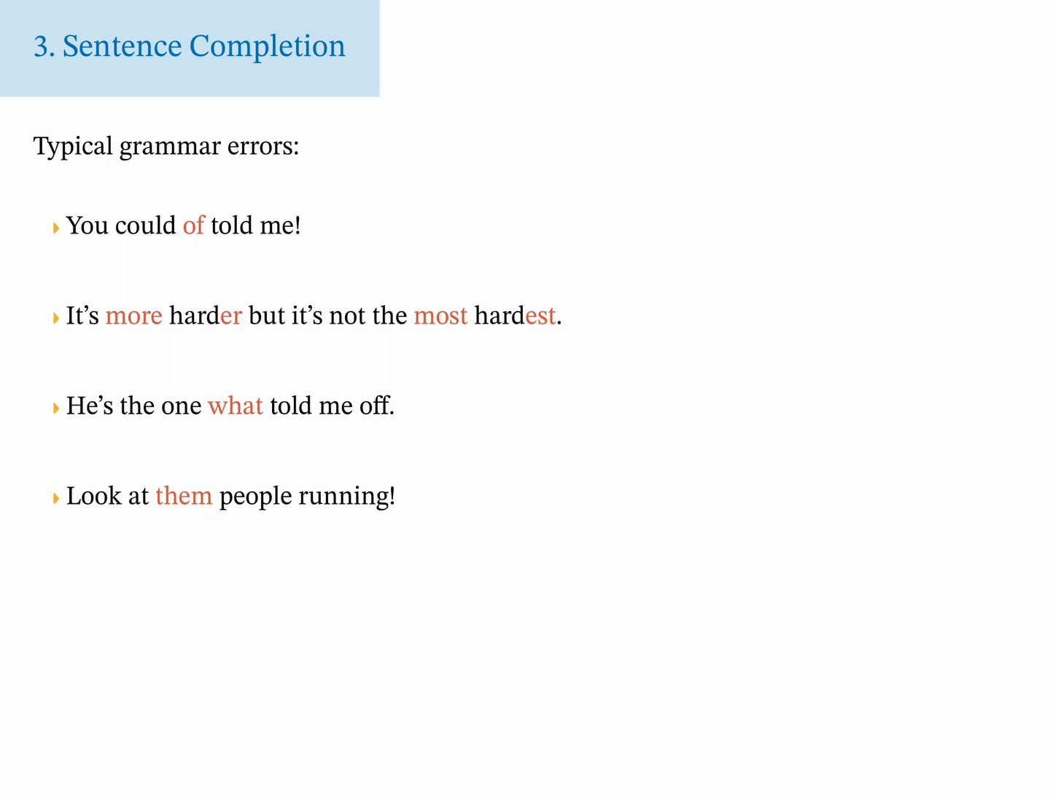So you could have told me, the mistake is highlighted in red. We know that this is the pattern that we're looking for. We've got a modal verb, and here we've got the past participle of the verb, tell, told, and here we want have. So you could have told me is the correct form here.